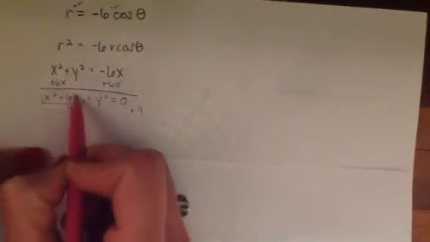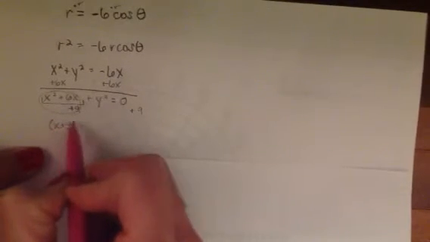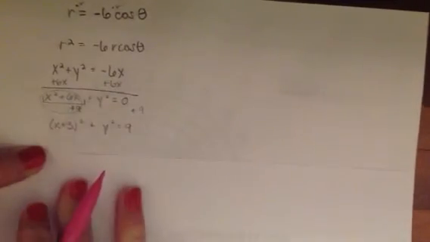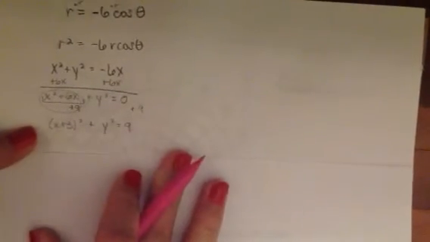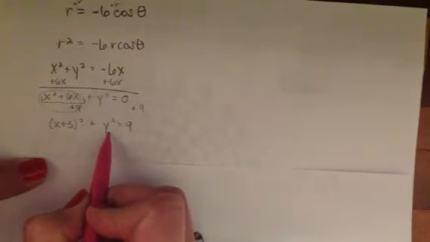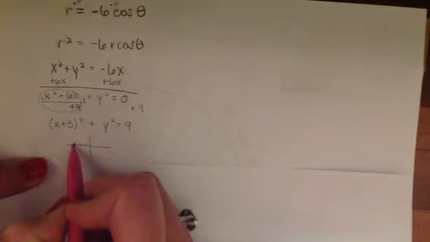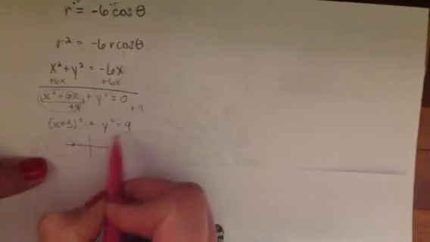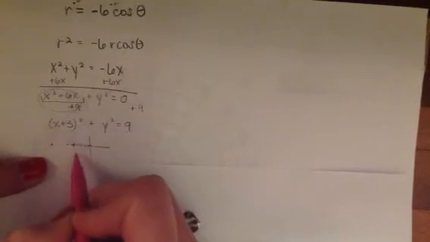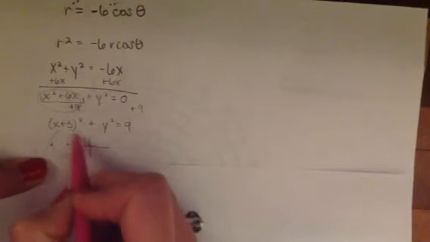And then when I factor this now perfect square trinomial, it factors into x plus 3 squared plus y squared equals 9. So this is the answer that was probably in the back of the book, which is a circle centered at negative 3, 0, with a radius of 3. 1, 2, 3, 1, 2, 3. So it would look like a circle with radius 3 surrounding that point.